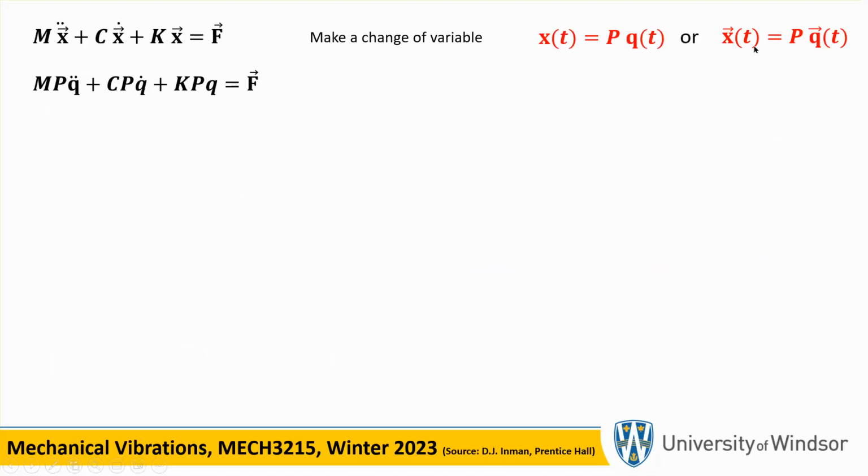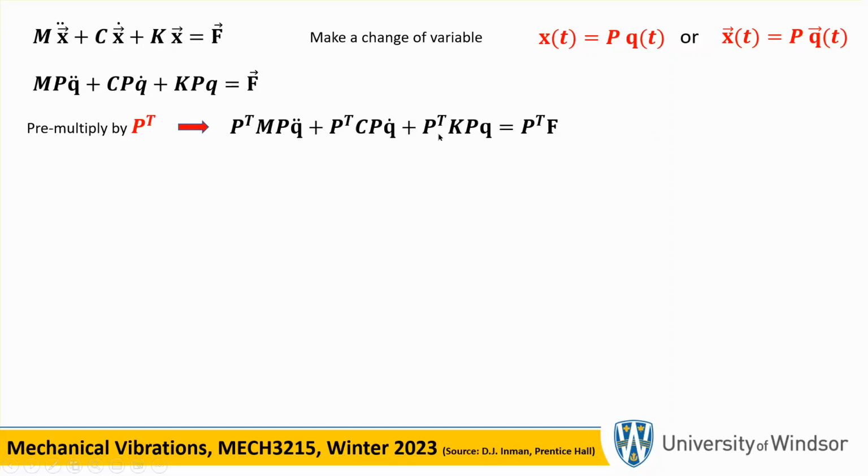So the transformation is the same, okay? And put this thing in there, pre-multiply by P transpose, you get this. This is your diagonal mass matrix, modal mass matrix. This is your diagonal stiffness matrix, modal stiffness matrix. This thing is going to be your diagonal damping. And we know when this is going to be damping.